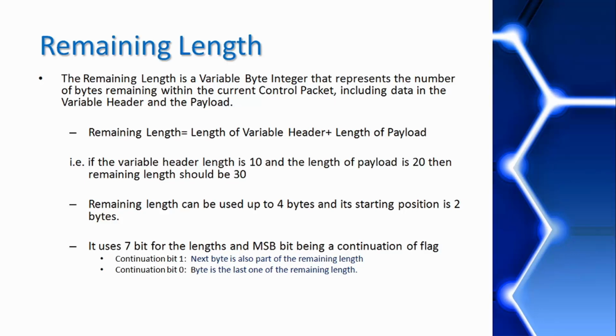The remaining length starts from the second byte and can be used up to 4 bytes. It uses 7 bits for the length, and the MSB is used as a continuation flag. If the continuation flag is 1, it represents that the next byte is also part of the remaining length. If the continuation bit is 0, it represents that that byte is the last one of the remaining length.